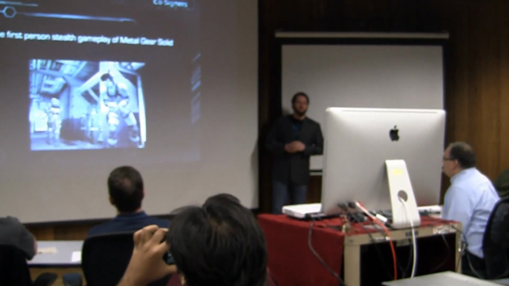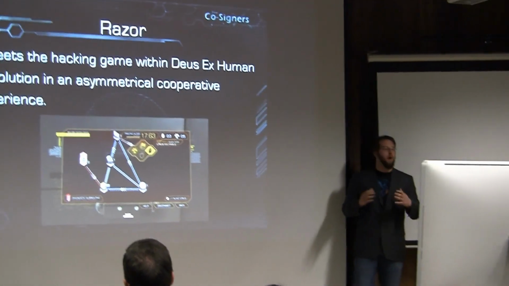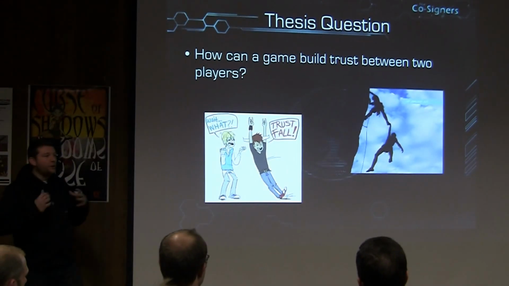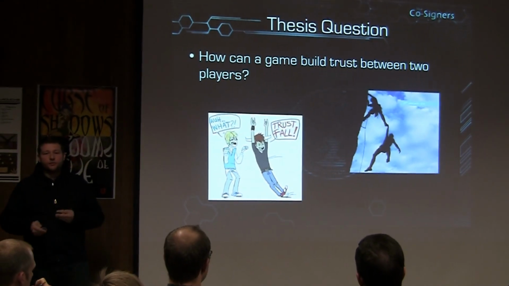Cosiders, a two-player asymmetrical cooperative game about trust. The reason for our game is we're taking the first-person stealth gameplay known in the Metal Gear Solid franchise, and we're combining it with the unique strategy hacking game within Deus Ex Human Revolution. We're keeping it all under the umbrella of an asymmetrical cooperative experience. The theory question that we used for our game is how do you build trust between players in a game? We use 3 T's to do so.